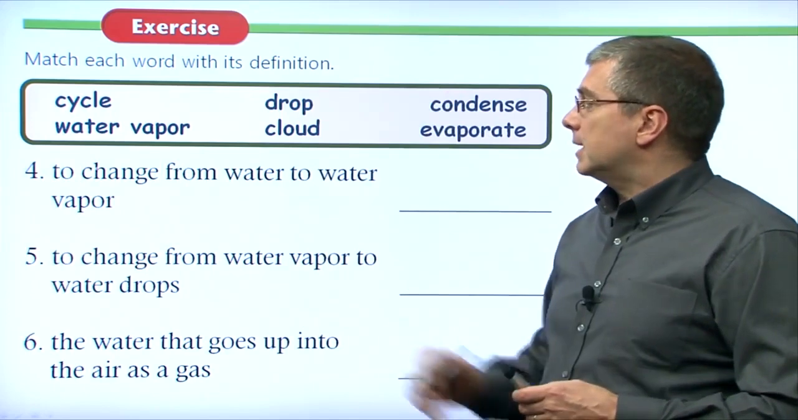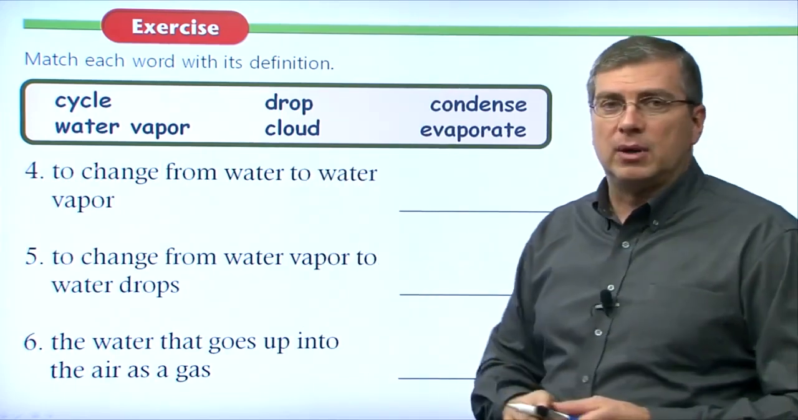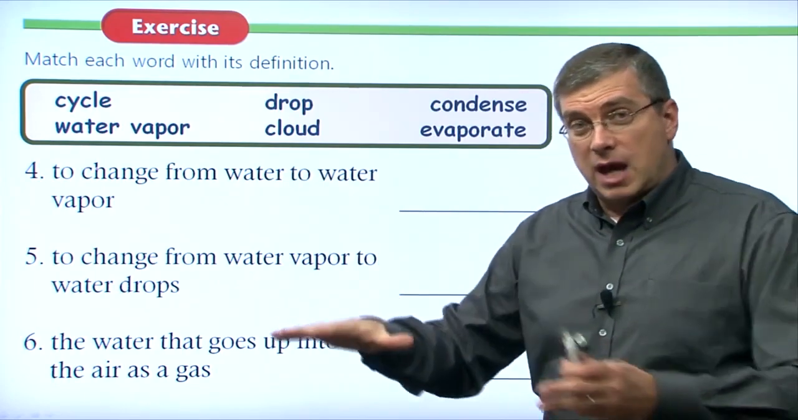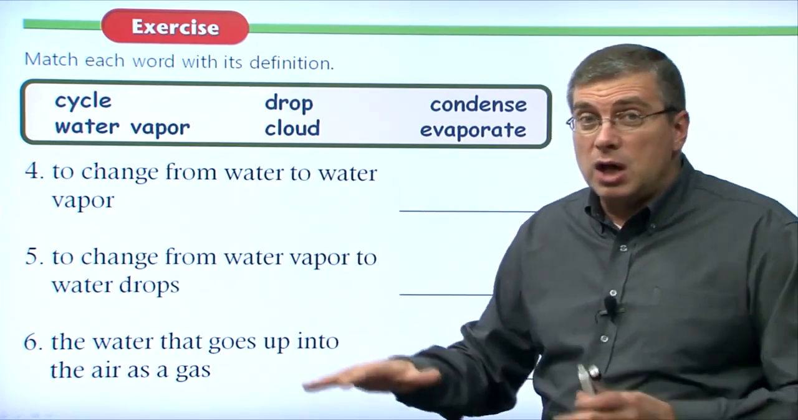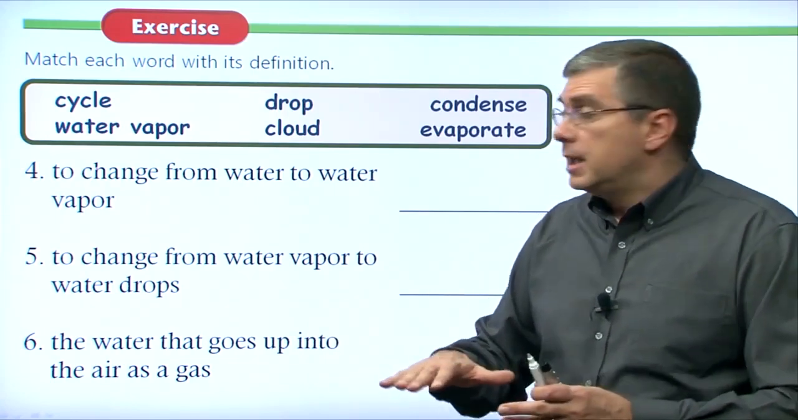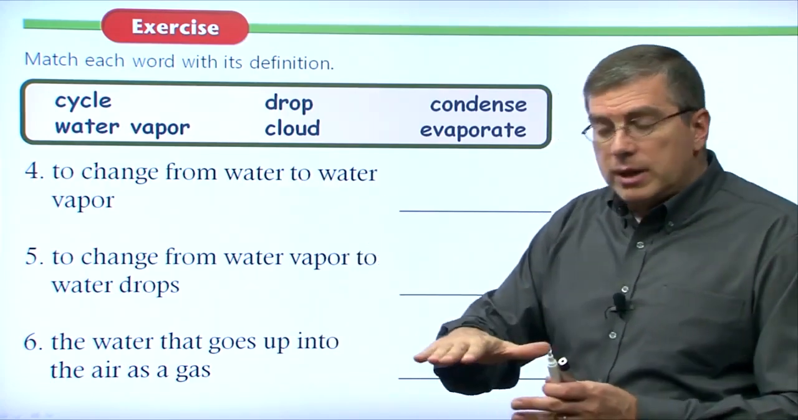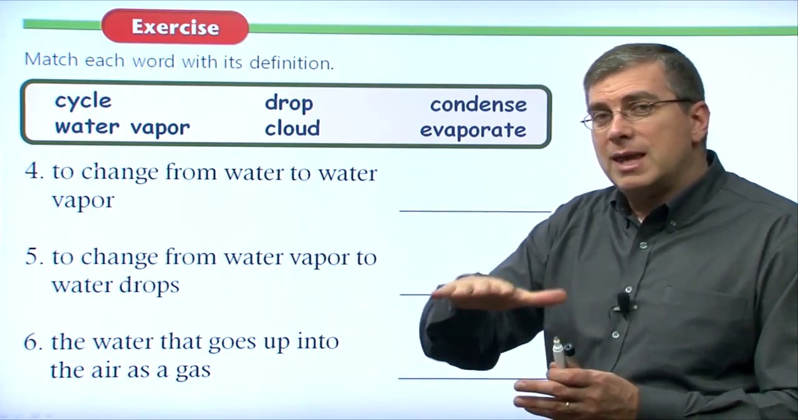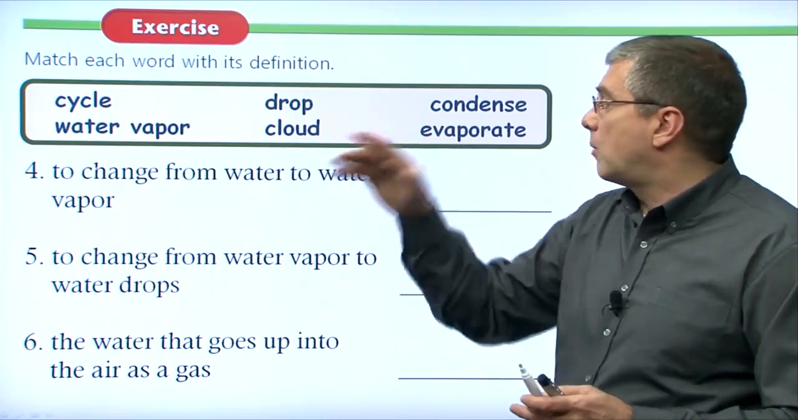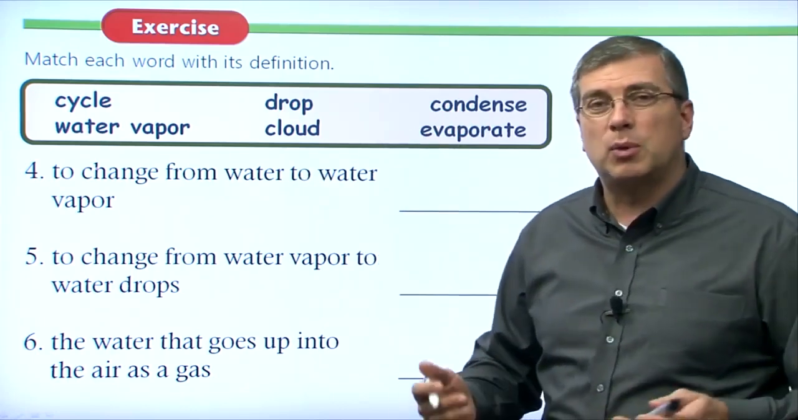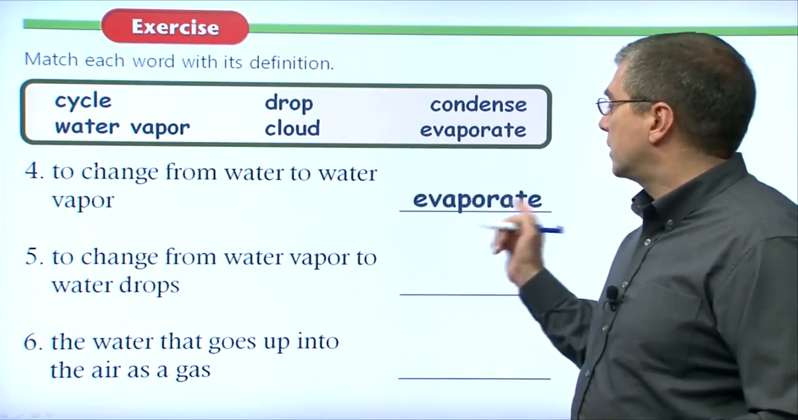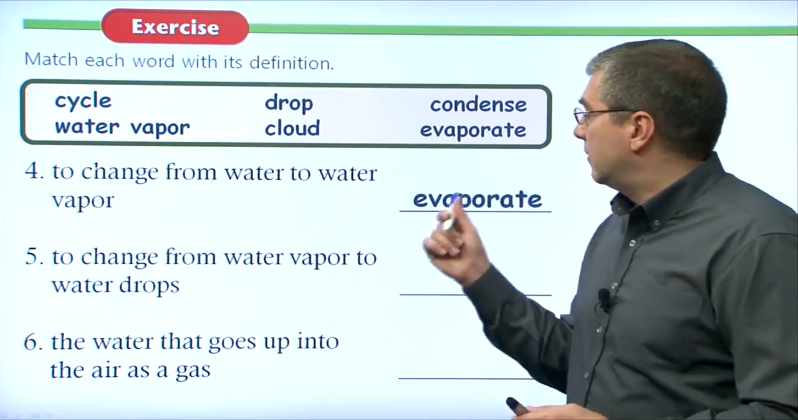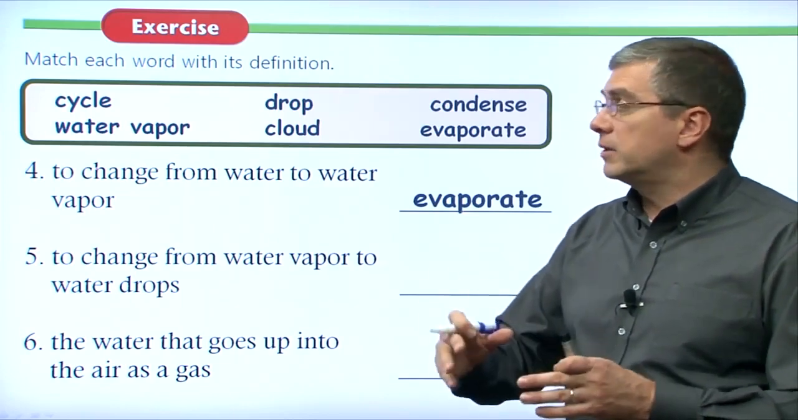Number four, to change from water to water vapor. Remember, that was in our first step in the water cycle. The water is down on the ground, in a lake, in a pond, in an ocean, or in a river. It's beginning to change from liquid to water vapor. So heat, the sunlight, will warm that water up, and that water will start to form water vapor. What do we call that process? We say that process is to evaporate. So evaporate means to change from water to water vapor.